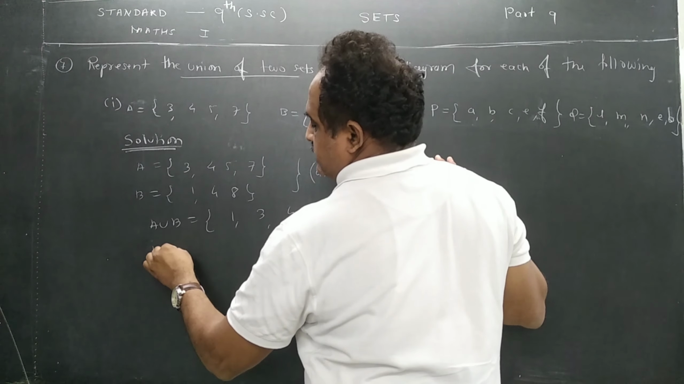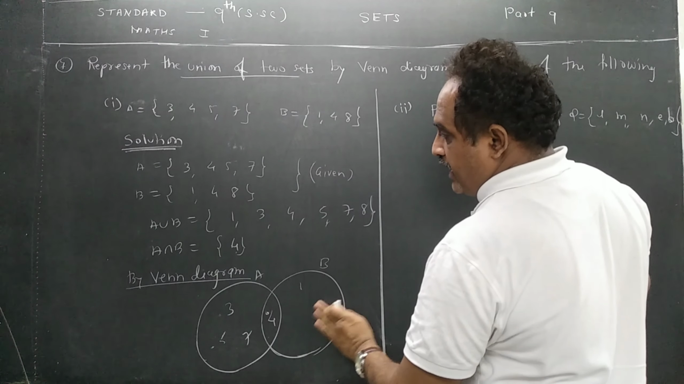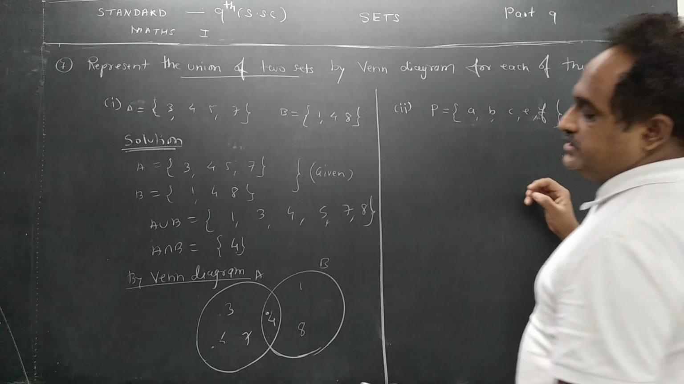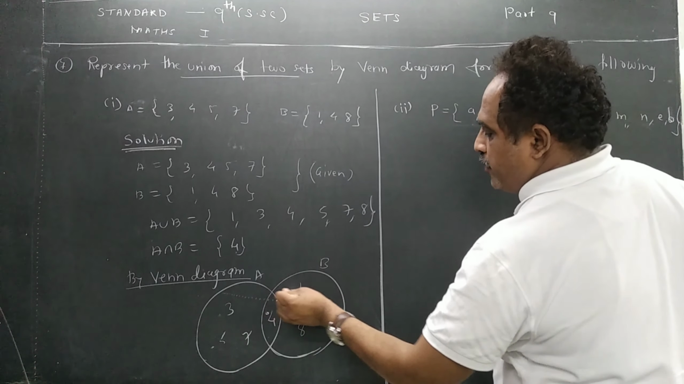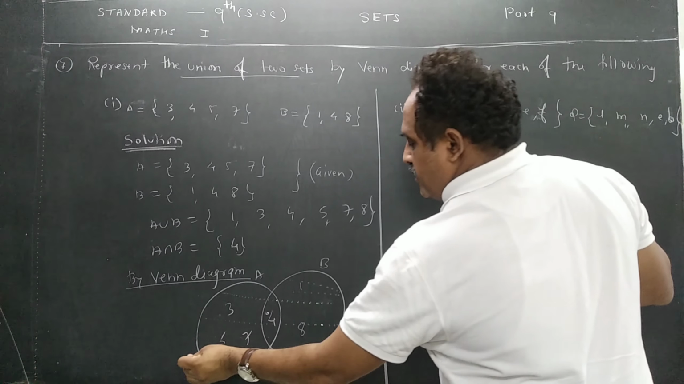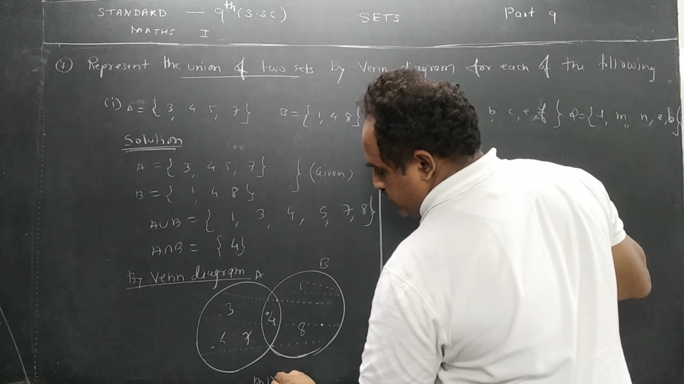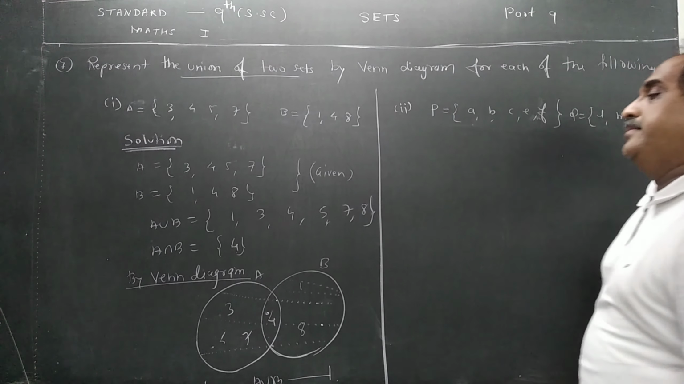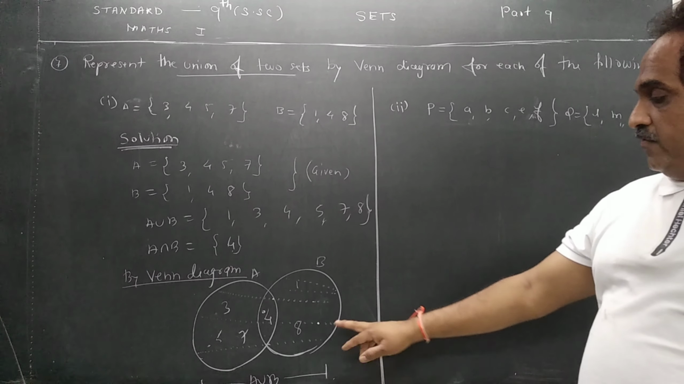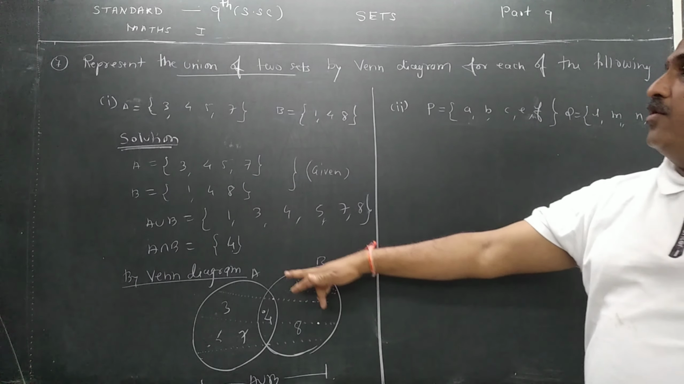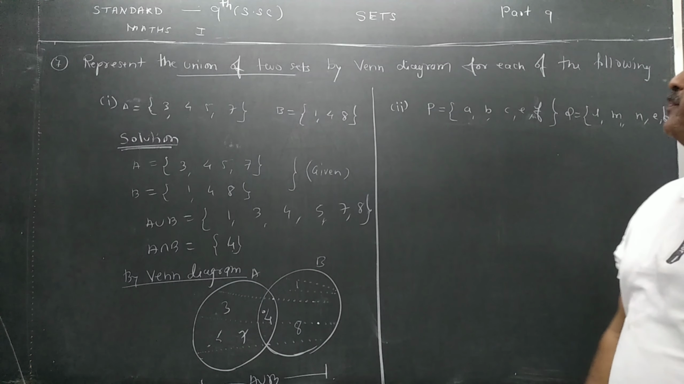And what is the common term over here? 4. And which are the remaining terms in A? 3, 5 and 7. Here will be 1 and 8, and 4 is there. Right? So this entire thing you can draw with a dotted line, and this entire thing will be A union B. This is by Venn diagram. This is the way you have to draw it, you have to represent by Venn diagram.